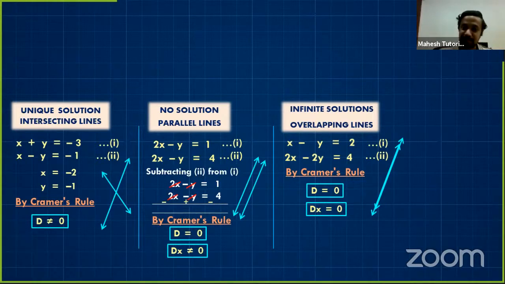So I want students, I'm giving you 2 minutes. Just write down the heading, unique solution, intersecting line. By Cramer's rule, D is not 0. No solution, parallel lines. By Cramer's rule, D is 0, but Dx is not 0. Infinite solution, overlapping line. By Cramer's rule, D is also 0, Dx is also 0. Just write down this much portion. Your 2 minutes start now.